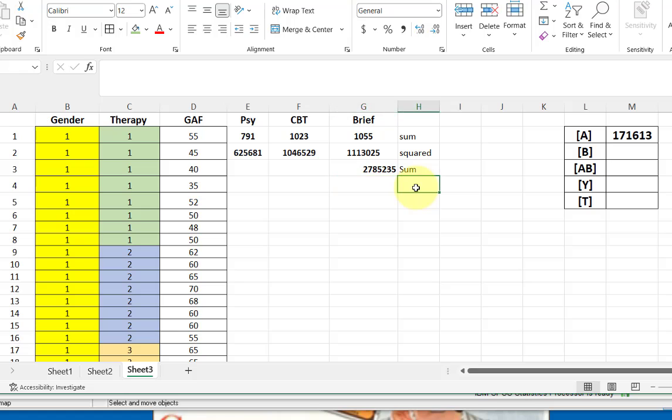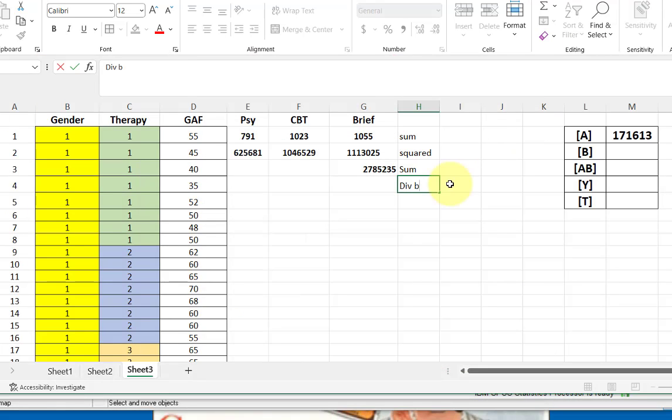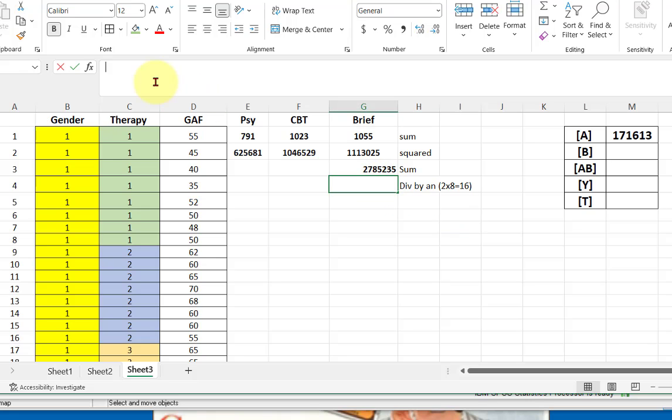And I'm going to divide by whatever this thing says. So number of A is 2 for us. N is 8. So 2 times 8 is 16. Divide by AN, which is 2 times 8 equals 16. So equals that divided by 16. Boom. That is our B squared.